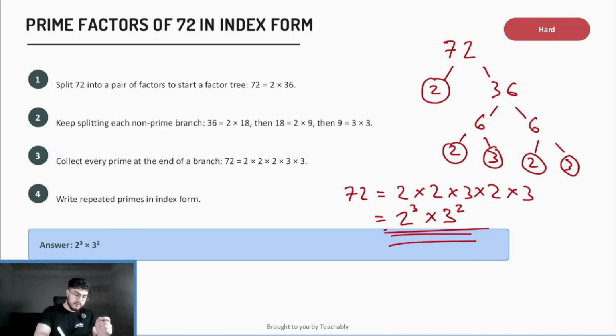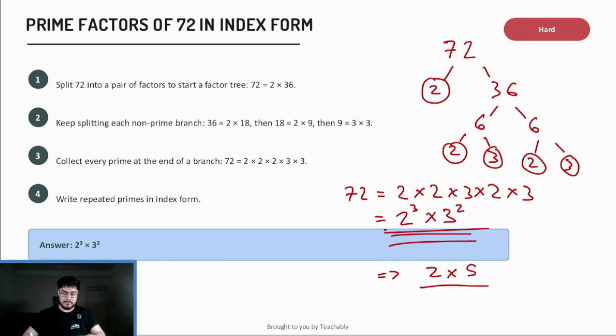Okay, now I just want to make a very quick point, because if your prime factorization, let's say, was 2 times 5 or something, right? And that was the only prime factors you had, then that would be index form. That is the simplest way you can write that.